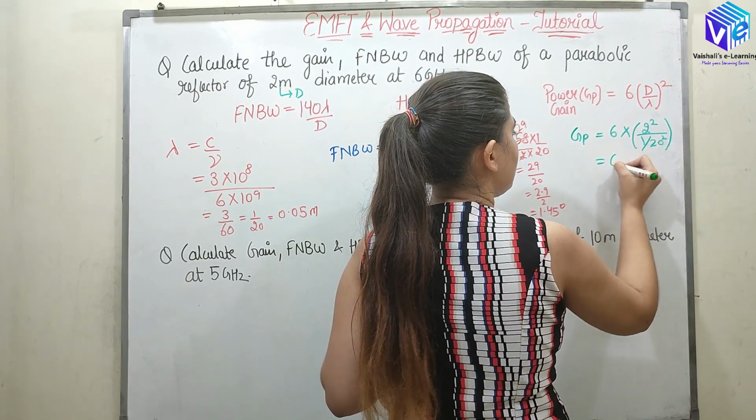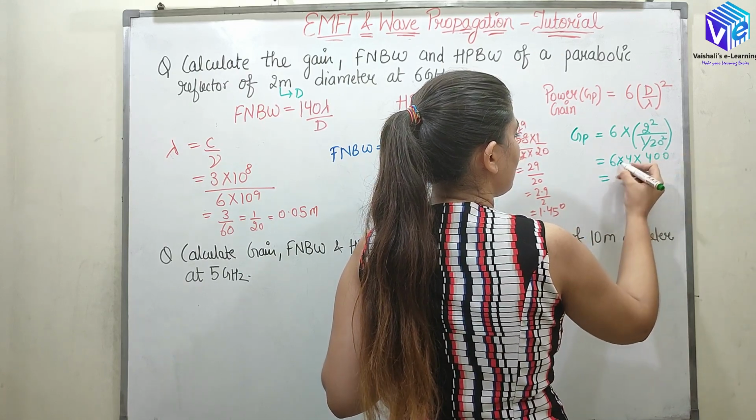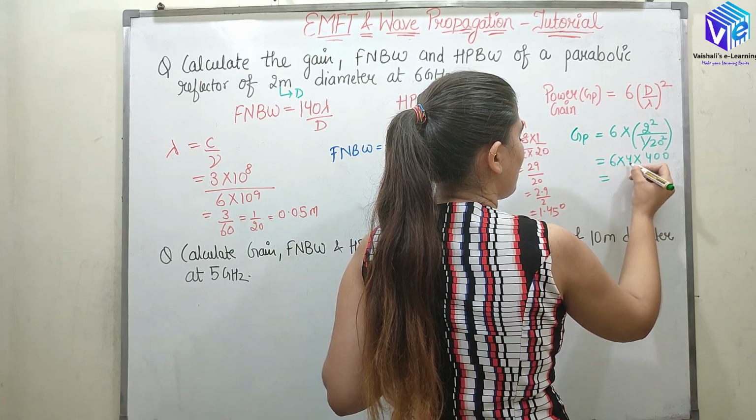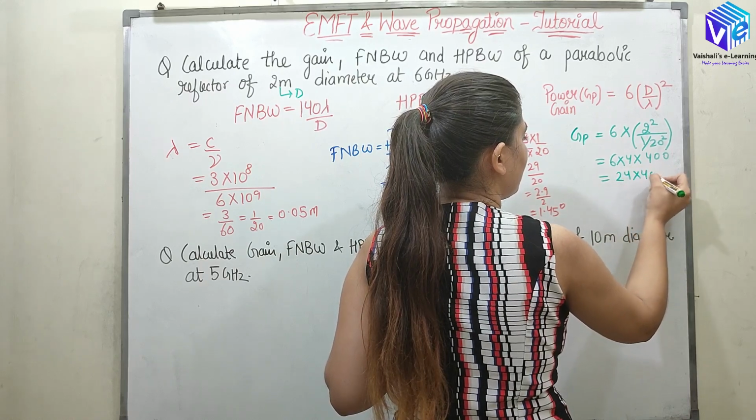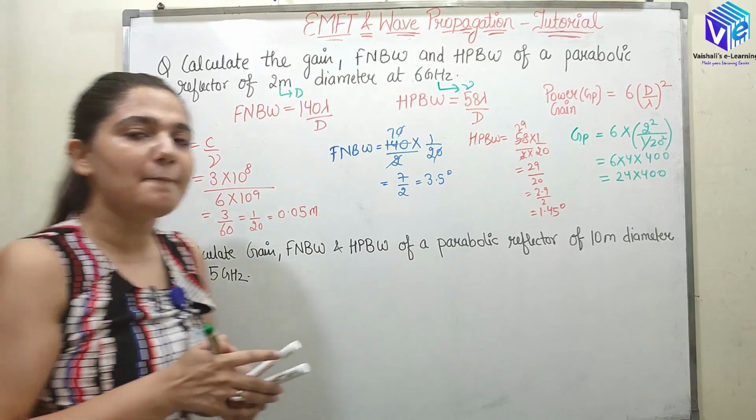Okay, so it will be equal to 6 into 4 into 400. So what will it be? 6 4s are 24 into 400. Now you can find this out, I am leaving it upon you. It will be the power gain.